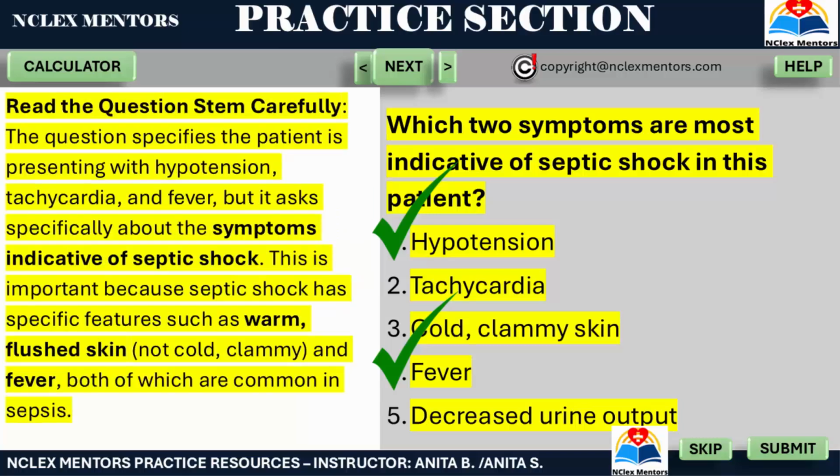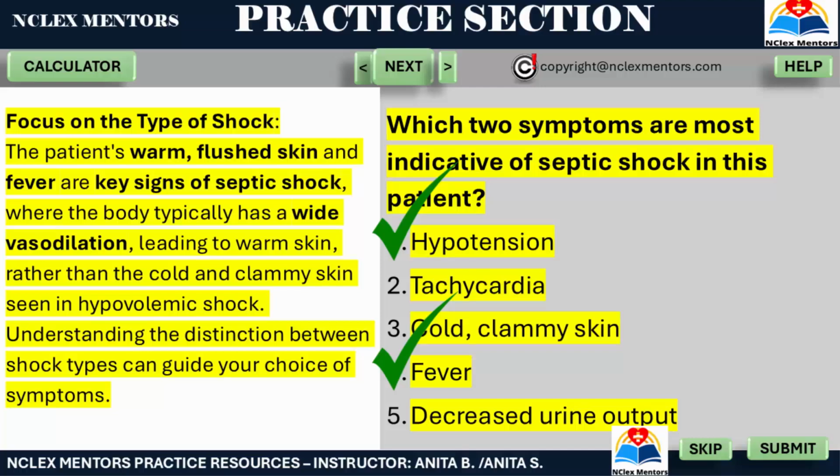1. Read the question stem carefully. The question specifies the patient is presenting with hypotension, tachycardia, and fever, but it asks specifically about the symptoms indicative of septic shock. This is important because septic shock has specific features such as warm, flushed skin, not cold, clammy, and fever, both of which are common in sepsis.